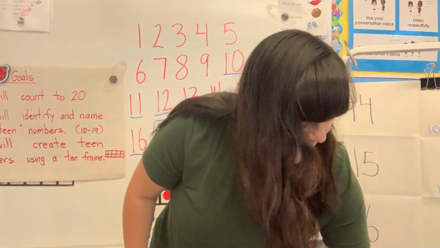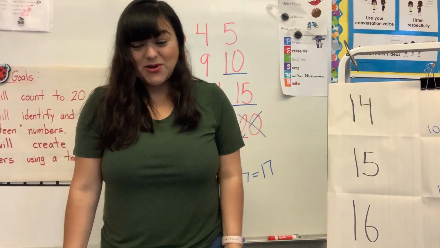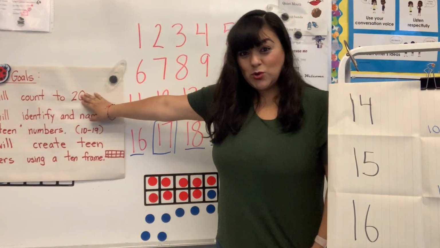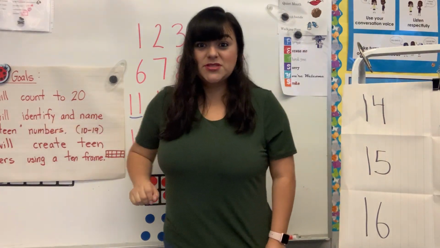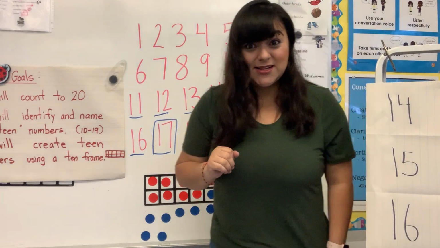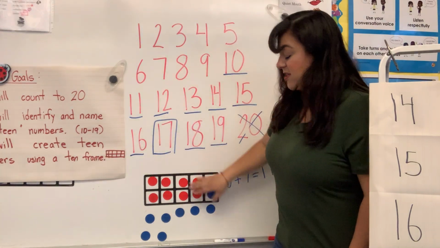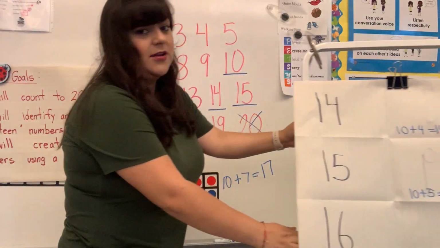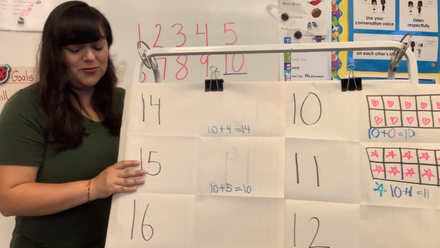Okay, scholars. Well, don't forget to take a picture or a video of your finished homework of the teen numbers. And that will be it for today. So, did we count to 20 together? We did. Did we identify the teen numbers? So, we underlined and identified all the teen numbers. And did we create teen numbers using a 10 frame? So we did. Here is the number 17 we created. And here is the number 11 we created. And this will be your homework for today.